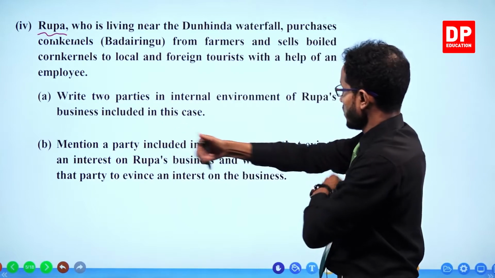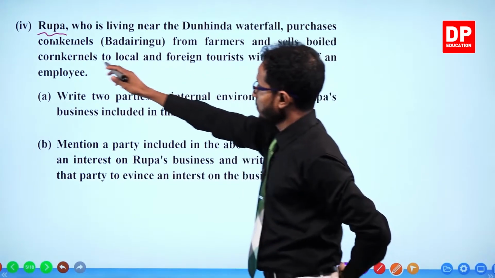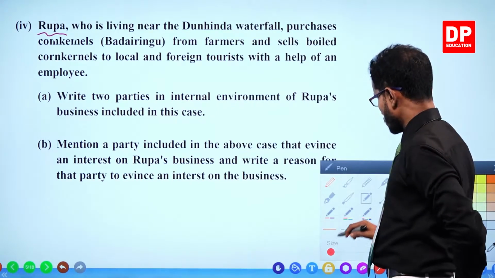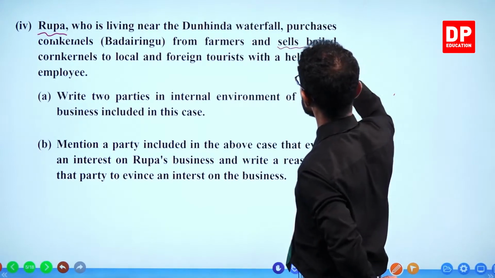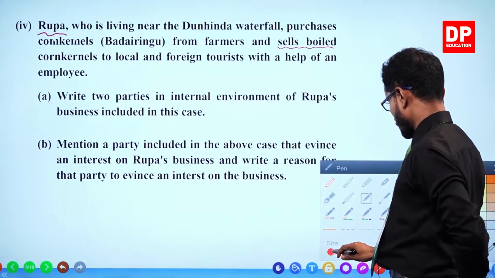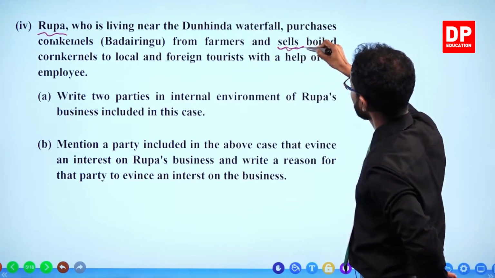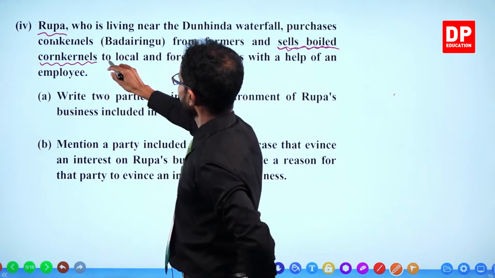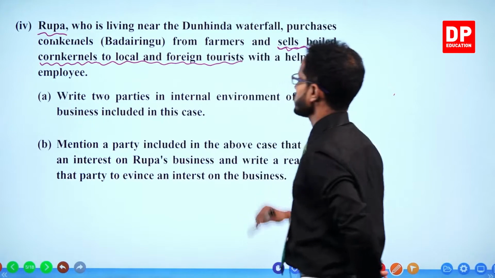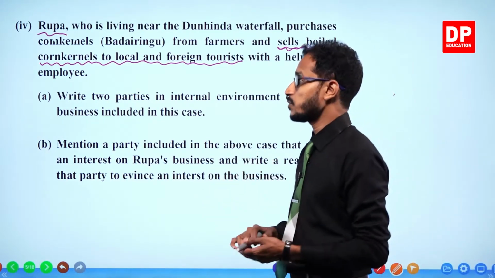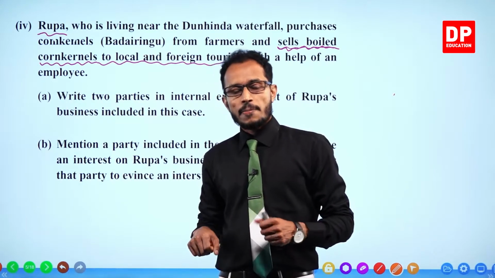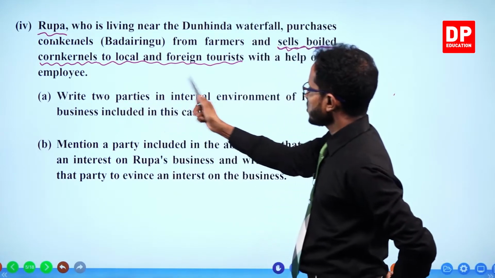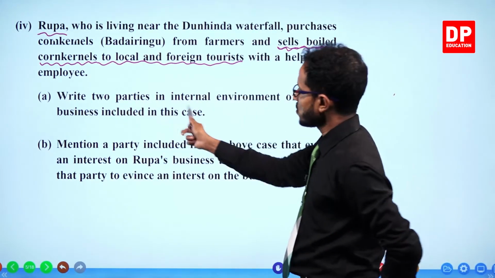Okay, she's boiling, and selling boiled corn kernels to local and foreign tourists. That's nice, very nice. Yeah, we like to eat corn kernels, right? Okay, with the help of an employee. Write two parties in the internal environment of Rupa's business included in this case.